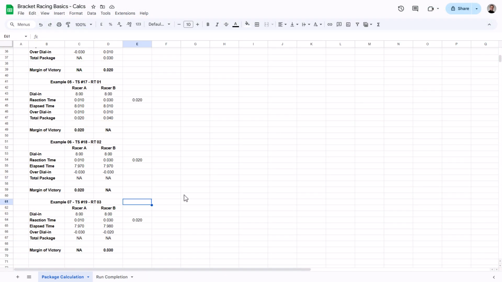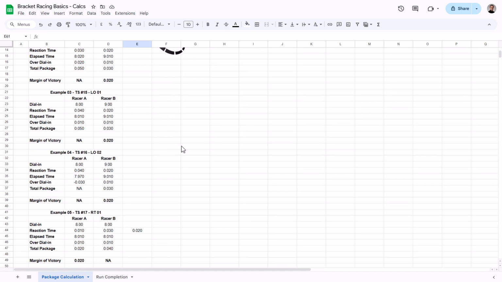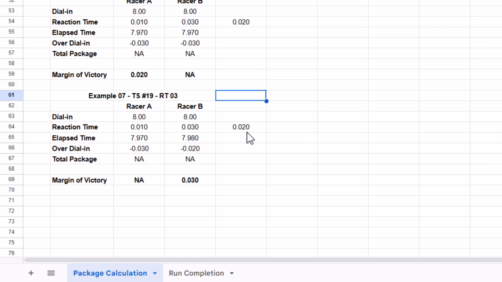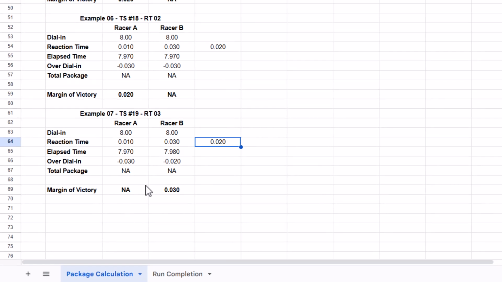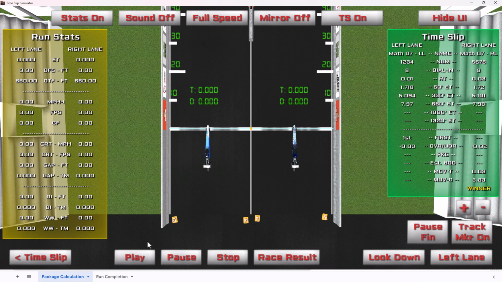So in this example, I want to talk about one other concept, which is what happens if you don't have the reaction time advantage? What can you do? Well, it's the opposite of having the reaction time advantage. If you can't cross in front of your opponent, you need to get at least, in this instance, 200ths or more behind. So you need to be more than 200ths behind to give yourself a chance of taking victory. So let's see that in action. So here's the example in the TSS. Press play.